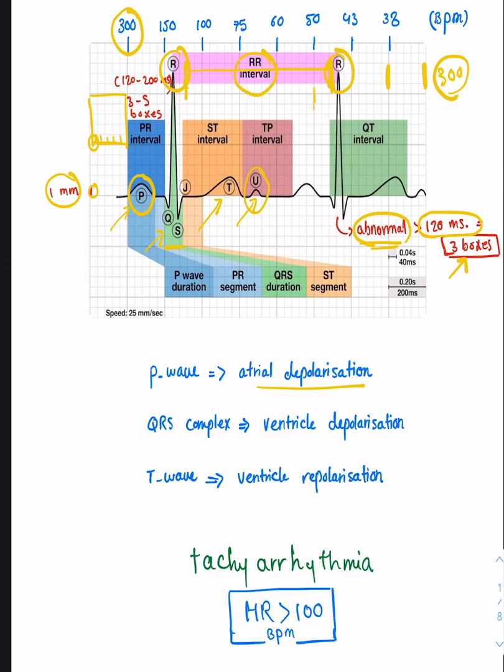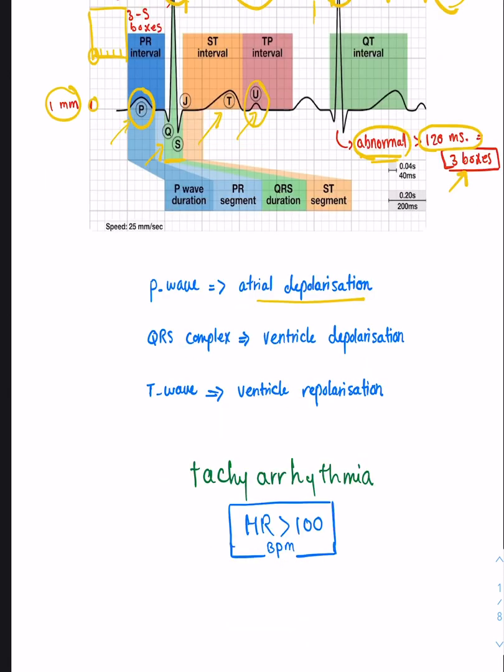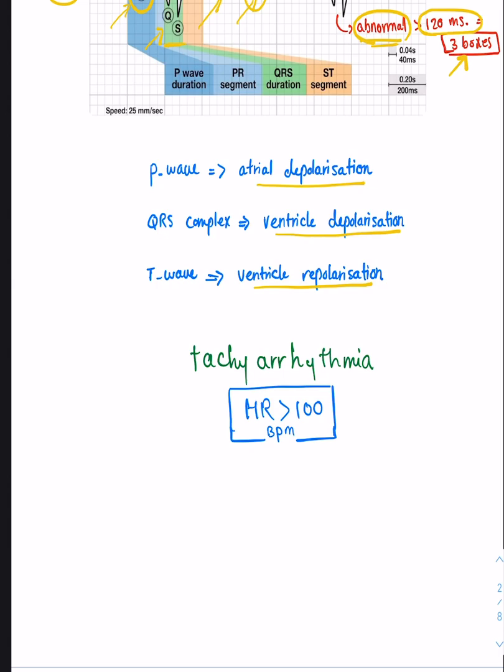If you have 2 large boxes between them, it's about 150. If you have 3, you have 100. If you have 4, you have 75, and so on. The RR interval is relevant and important because it tells you a lot. It tells you something about the rhythm of the heart, whether it's regular or irregular. The QRS complex is ventricular depolarization, and the T wave tells you the ventricular repolarization.